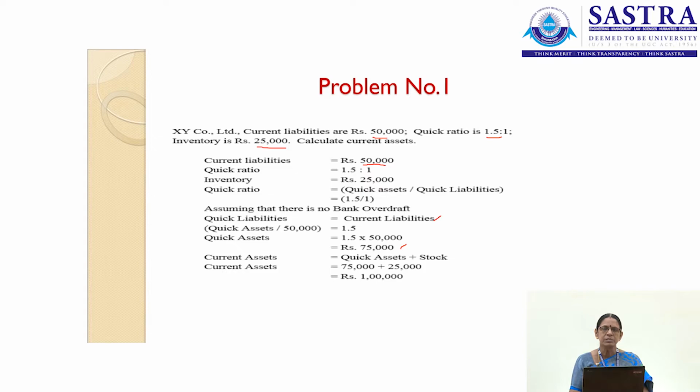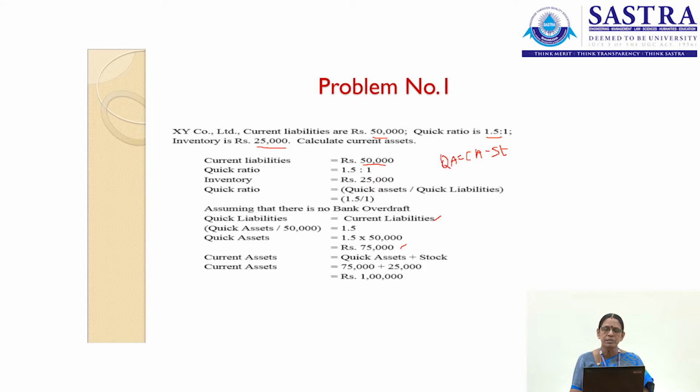Now current assets is quick assets plus stock. Normally what is your quick assets? Quick assets is equal to current assets minus your stock and prepaid. Normally we take only the stock if prepaid expenses are not given. So quick assets is equal to current assets minus your stock.